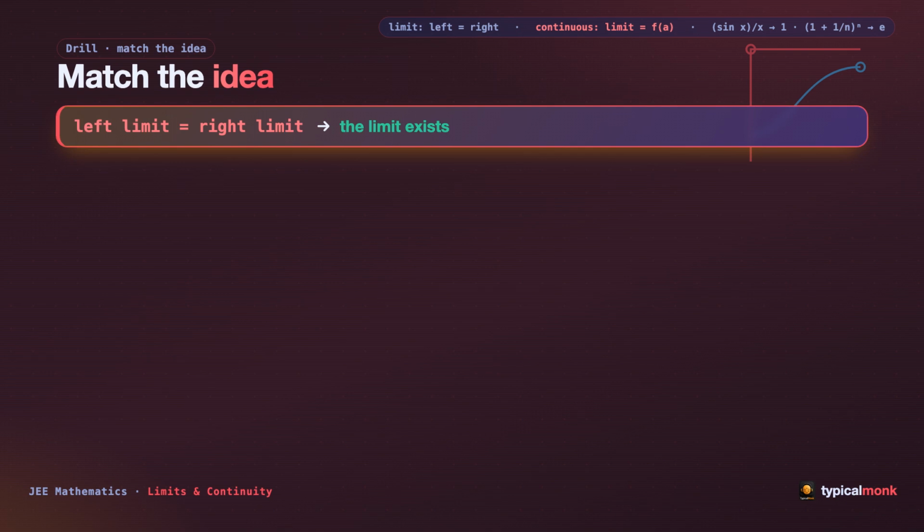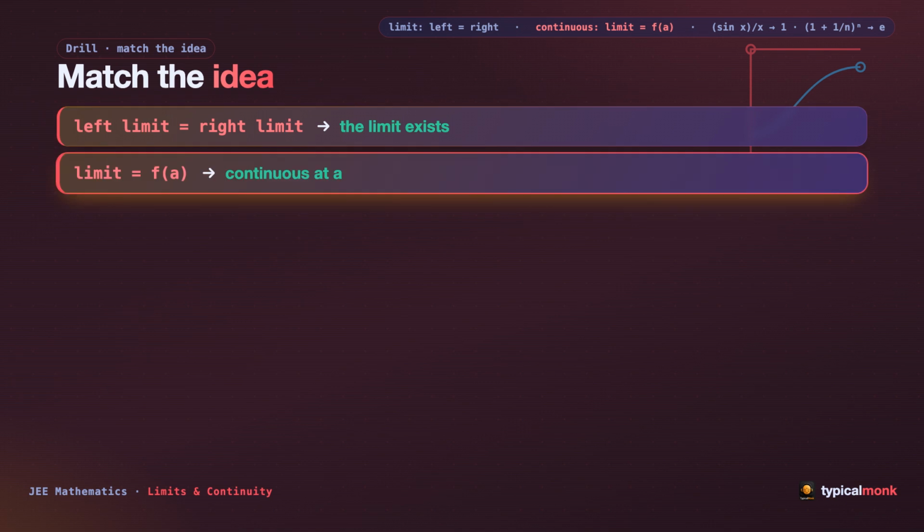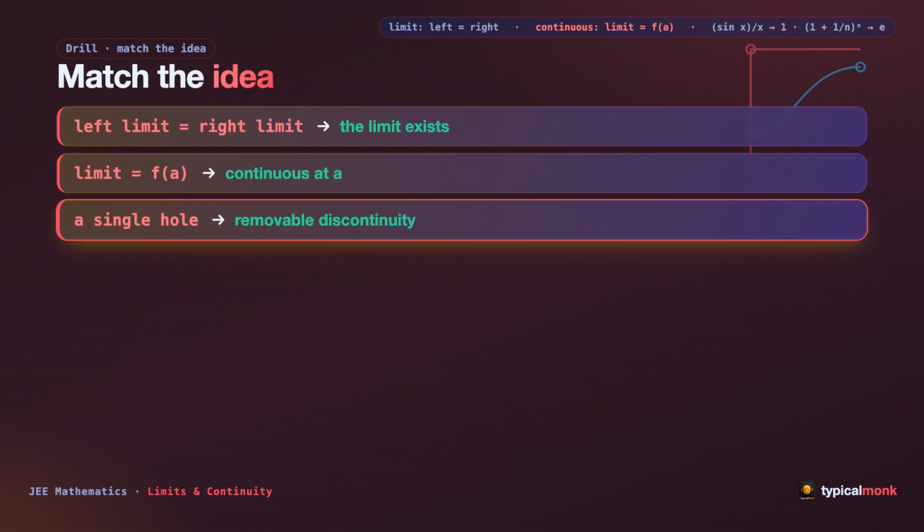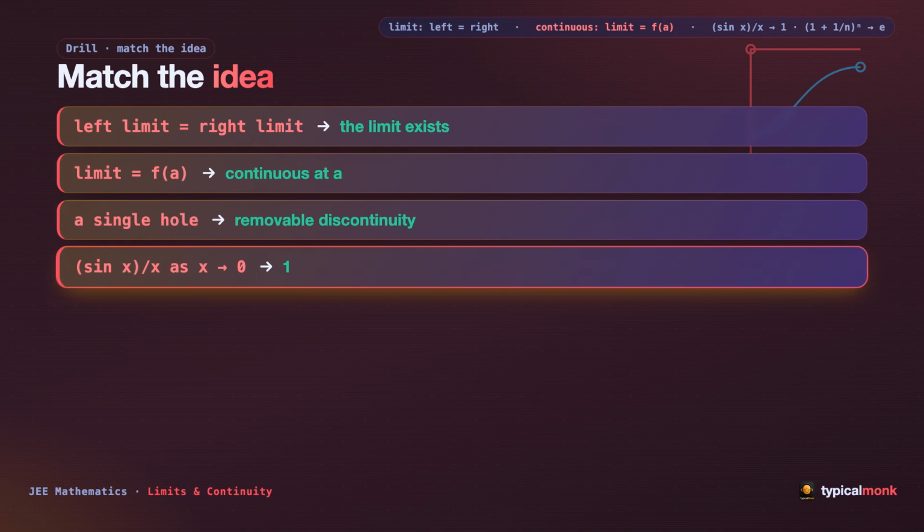Now match each idea to its result. The left limit equals the right limit goes to, the limit exists. The limit equals f of a goes to, continuous at a. A single hole goes to, a removable discontinuity. And sin x over x, as x tends to 0, goes to 1. 4 pairs, each worth memorizing.